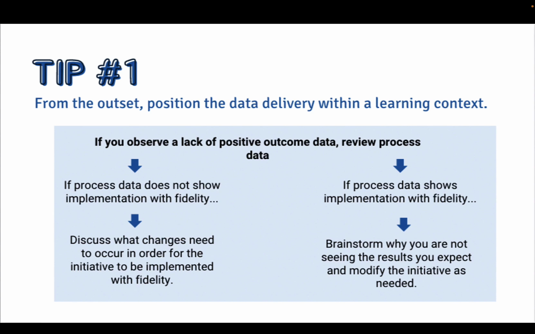If, after reviewing the process data, you find that the strategy was not implemented with fidelity, as an RSSP team, discuss what changes need to occur in order for the initiative to be implemented with fidelity. You cannot and should not jump to the conclusion that the strategy is not effective as it has not been implemented as planned. On the other hand, if you do find that your process data shows that the strategy was implemented with fidelity, it's time for your RSSP team to brainstorm why you may not be seeing the results you expect and actions that you can take to modify the initiative or strategy as needed.